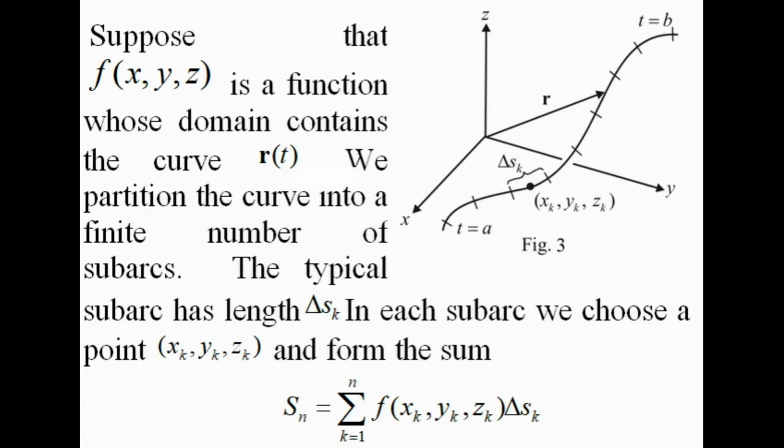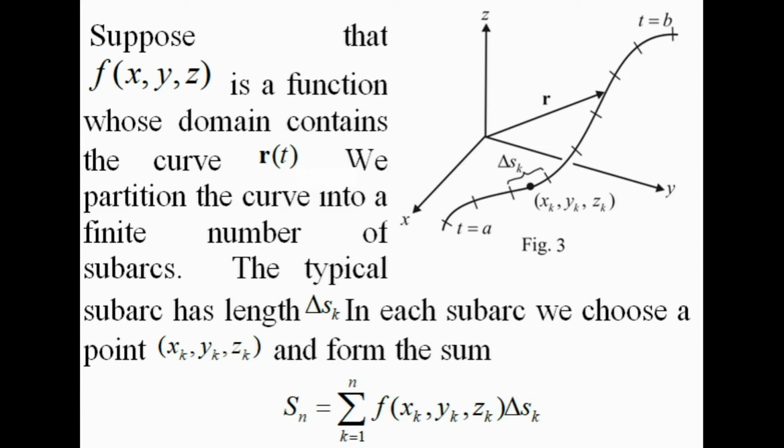Suppose that f of xyz is a function of three variables whose domain contains the curve given by the vector valued function r of t is equal to x of t i plus y of t j plus z of t k, where a is less than or equal to t less than or equal to b.